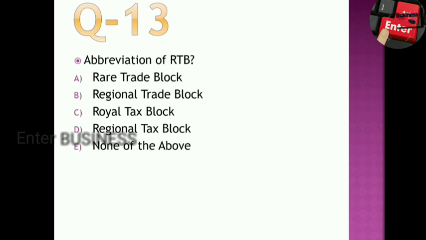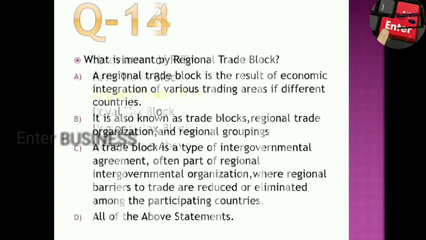And the next one is abbreviation of RTB. Option A, Rare Trade Bloc. Option B, Regional Trade Bloc. Option C, Royal Tax Bloc. Option D, Regional Tax Bloc. Option E, none of the above. So the correct answer is option B, Regional Trade Bloc.